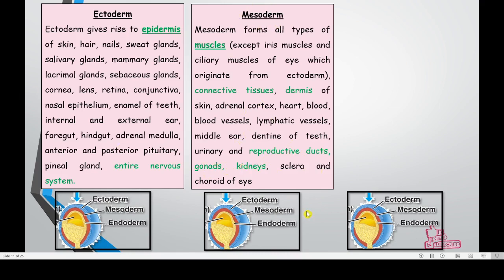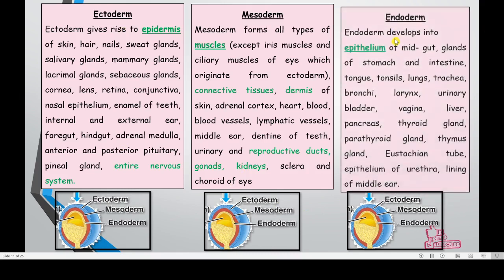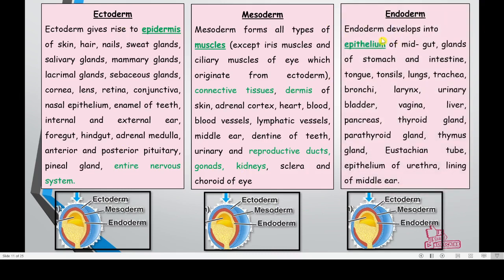Now let us see the role of endoderm. So endoderm gives epithelial tissues of midgut, glands of stomach and intestine, tongue, tonsils, lungs, trachea, bronchi, larynx, urinary bladder, vagina, liver, pancreas, thyroid gland, parathyroid gland, thymus gland, Eustachian tube, epithelium of urethra and lining of middle ear. These things are contributed by the endoderm.